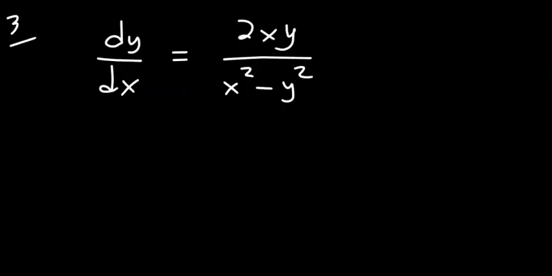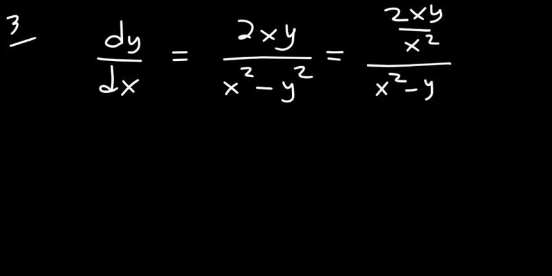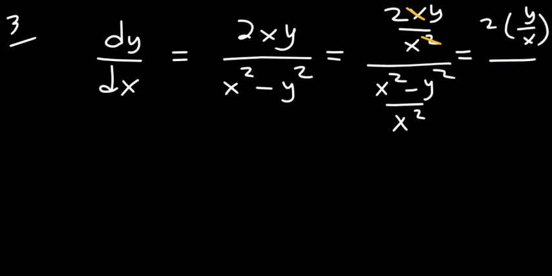Problem 3. To reduce this equation to the form of a homogeneous differential equation, we divide up and down by x squared. So 2xy over x squared over x squared minus y squared over x squared. In the numerator, that x will cancel that x, and you'll get 2y over x over 1 minus y over x squared.